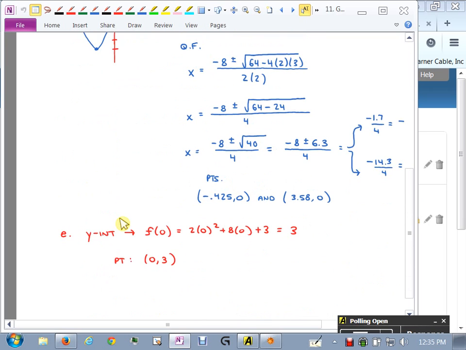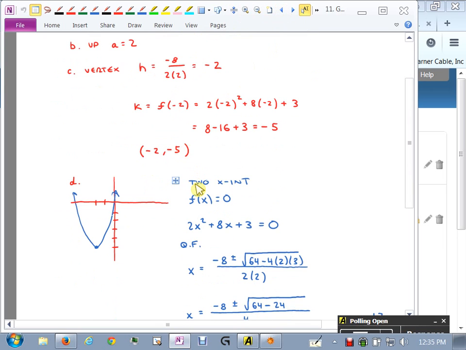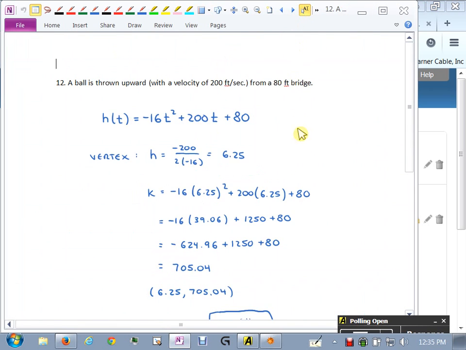Okay, so we did all this. You could be asked for domain and range here. Could. You could be asked where it's increasing and decreasing. You could be asked where it's positive and negative. Right? That's all fair game because it's within the scope of the course. And then, okay, that's the final graph.